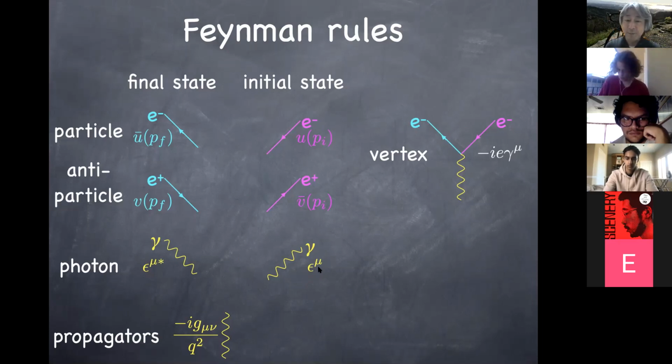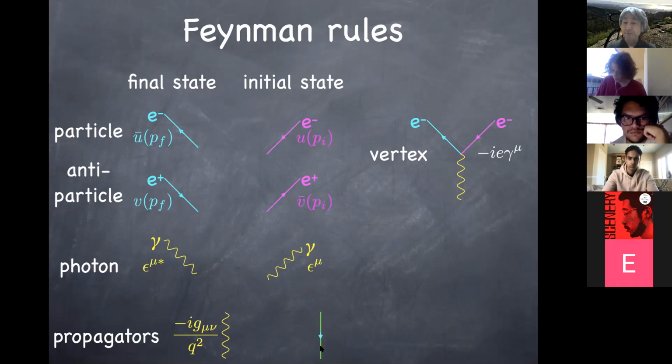So the idea is that when you have an initial state photon, you associate this polarization vector, again, as if this was the wave function of the photon. And for the final state photon, you associate this complex conjugated polarization vector, again, as if this were the wave function of the photon. And then you stick that in together with these vertices. So that's the way you can compute things.